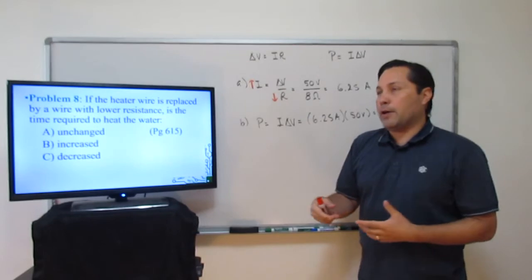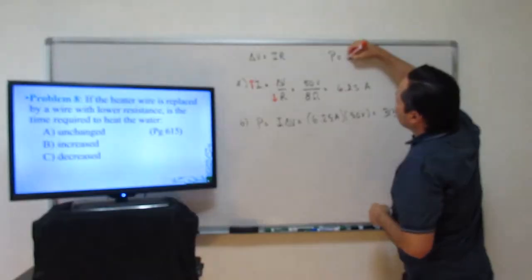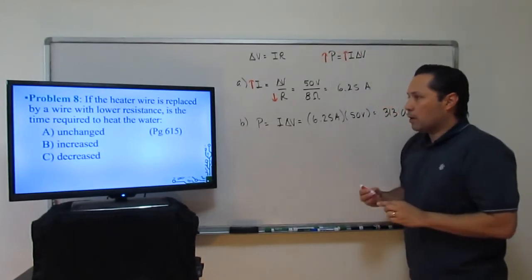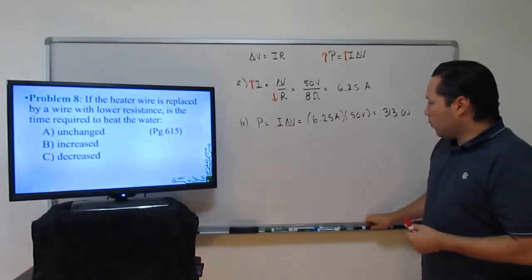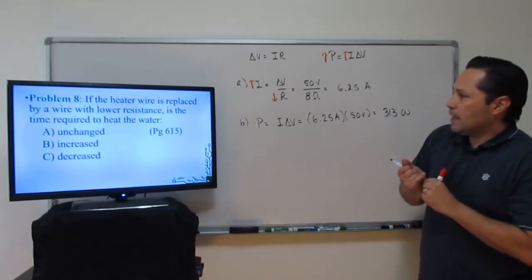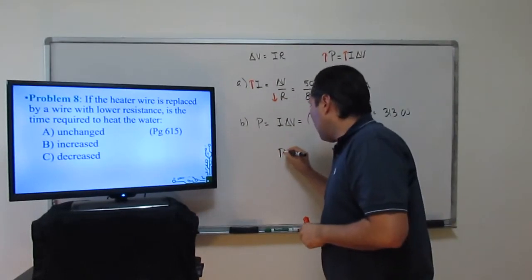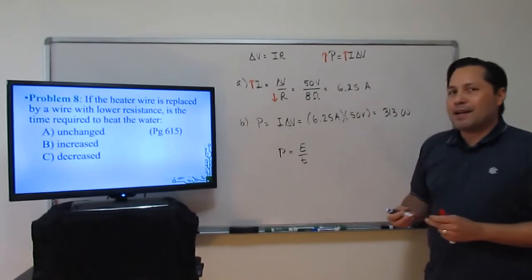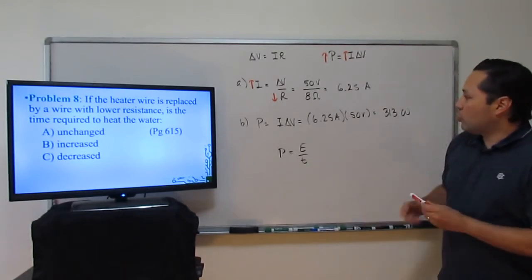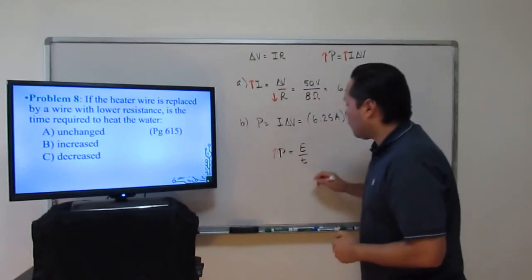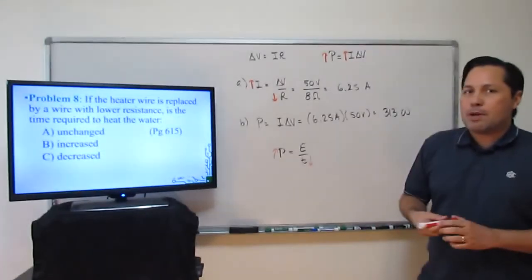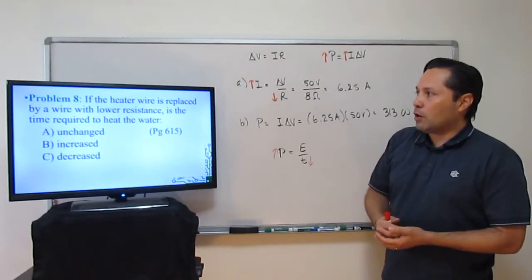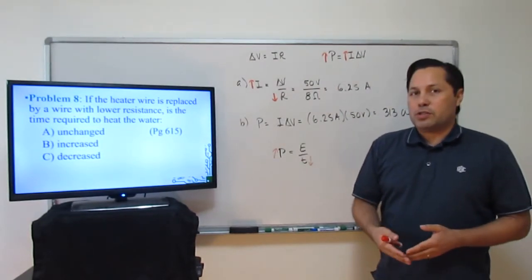So what happens if we have a higher current? If we have a higher current that is directly proportional to the power, we'll have a higher amount of power. Alright, so now, next formula we're going to use for this one is power is equal to the energy over time. And notice that power and time are inversely proportional to each other. So since we increase the power, therefore we have to decrease the time. So the answer for this one will be letter C. It would decrease the time to heat the water if we had a wire with lower resistance.